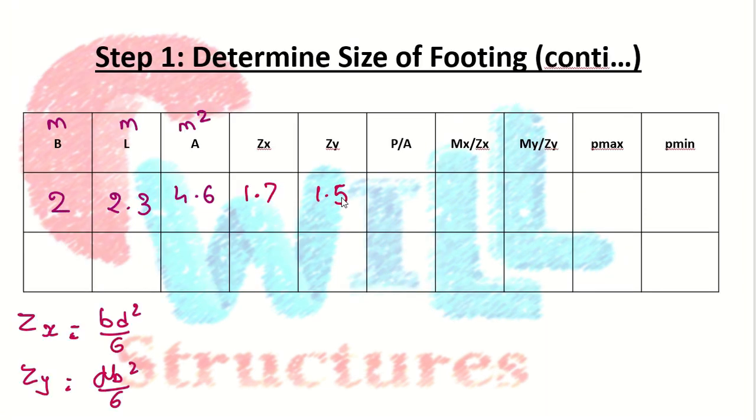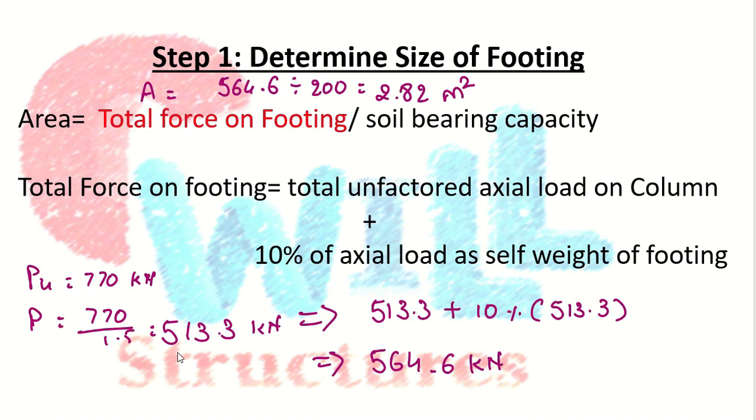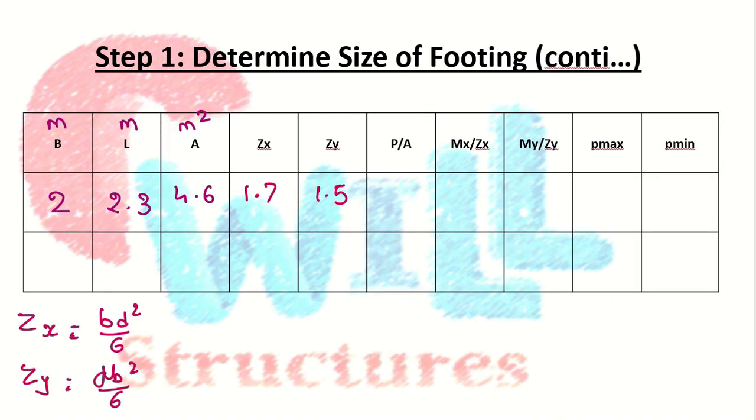Then let's calculate P by A. So what is P? Unfactored load. I think we calculated here 513.3. So 513.3 divided by the area, which is 4.6, gives 111.5.